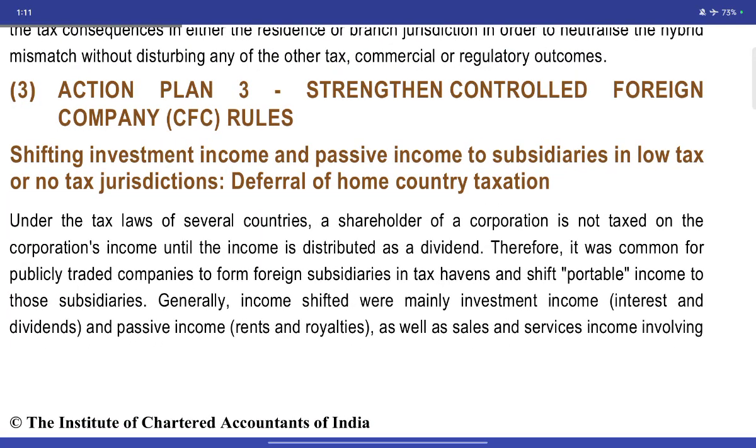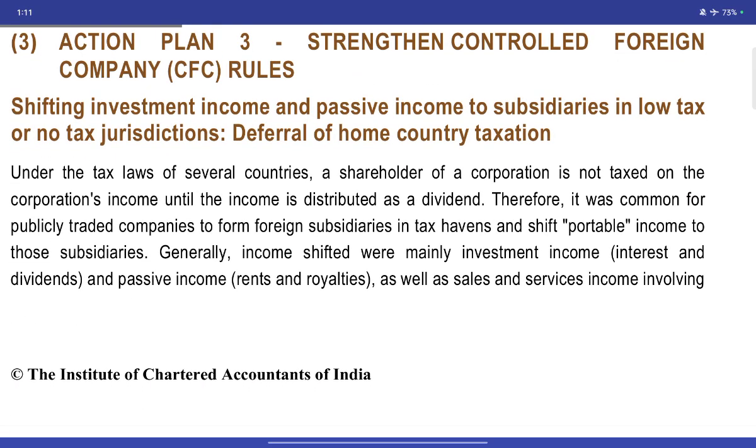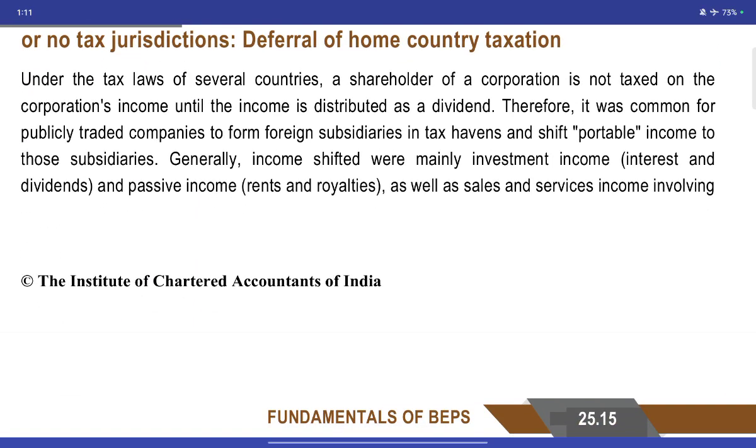Action Plan 3: strengthening the controlled foreign company (CFC) rules. Controlled foreign company rules address shifting investment income or passive income or subsidiaries to low-tax or no-tax jurisdictions, deferring home country taxation. Under the tax law of several countries, shareholders of corporations are not taxed on the corporation's income unless the income is distributed as a dividend. Therefore, it is common for publicly traded companies to use foreign subsidiaries in tax havens as if they earned the profit income of those subsidiaries.